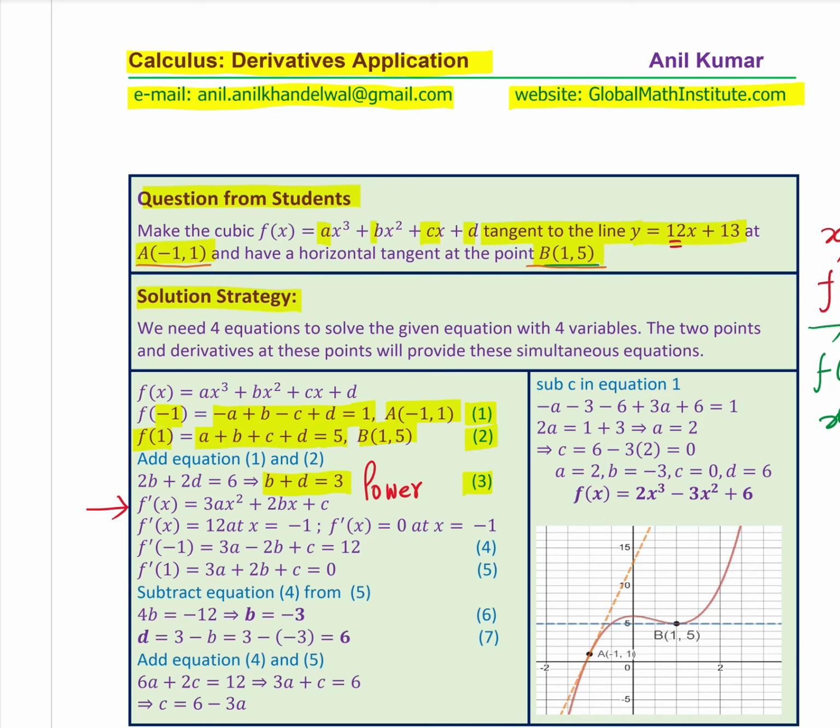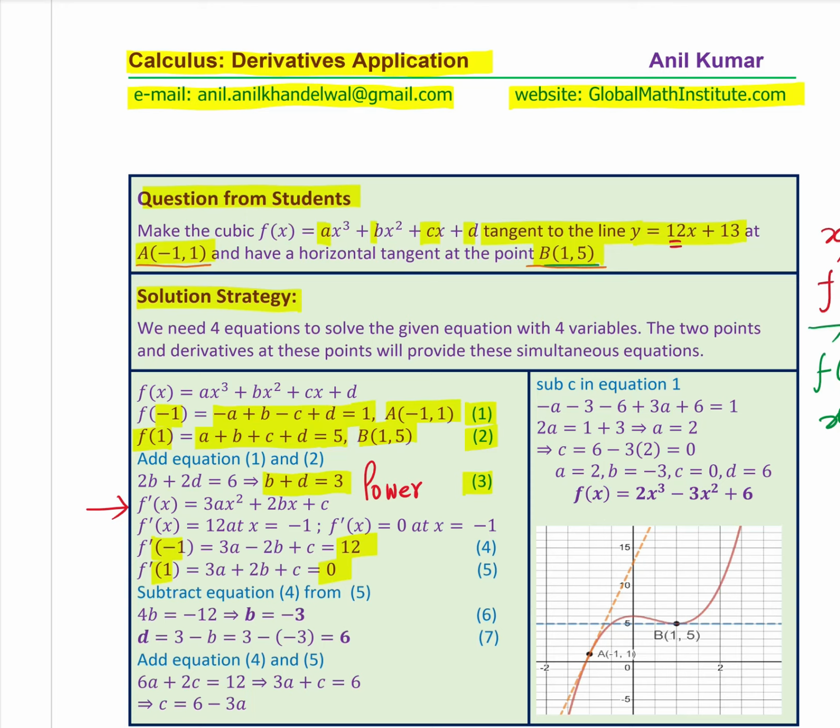Correct. So at this point, when I substitute x equals 1, we know the point is (1, 5), right? So we could use this particular find here and get our fourth equation, correct? So now, when we have the derivative, we're going to substitute the value of x as minus 1 for the first point and equate that derivative to 12. And then we can also substitute x equals 1 and equate that derivative to 0. So we have two more equations. I'm calling them equation 4 and 5.